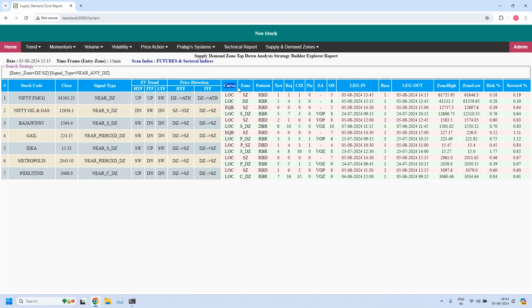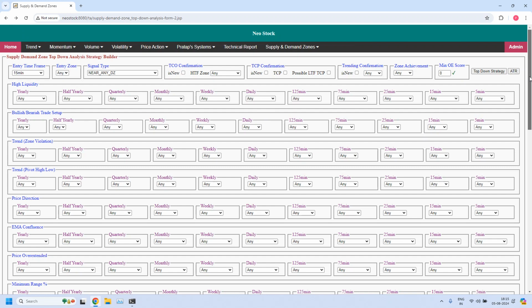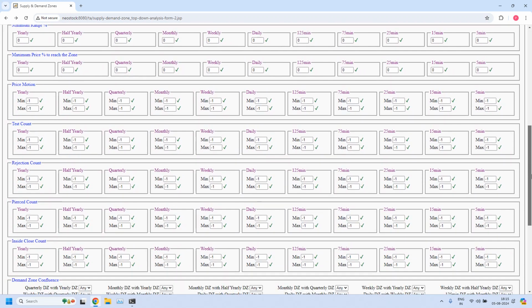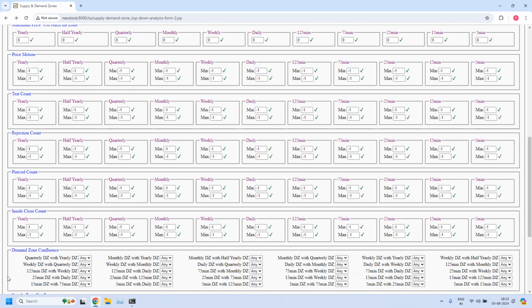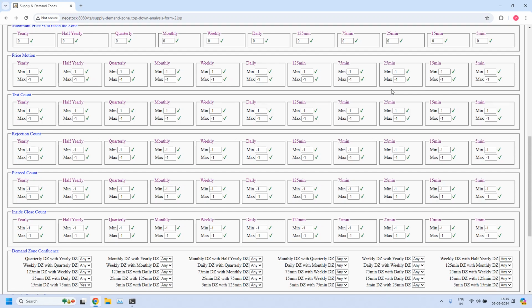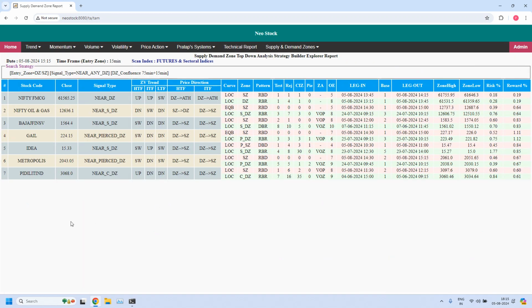Look into the curve. So what we do, I will add the Zone Confluence, ITF Zone Confluence, because it is a 15 minutes time frame. Let me check any 75 minutes confluence is there. So demand zone confluence, 15 minutes demand zone with 75 minutes demand zone. I am enabling this option. Let us check. So these 7 stocks are having confluence with 75 minutes time frame. Some of these zones are having pierced zones, you can ignore them.